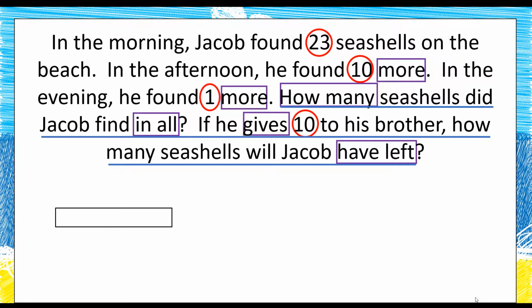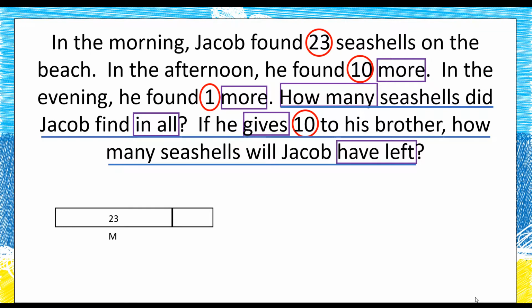Okay, so let's look at this. We're going to draw a tape diagram. Some people call it a tape diagram. Some people call it a bar model, but it's the same thing. We see that he had 23 shells in the morning. So I'm going to draw a long box and put 23 in it, but I'm going to label it with an M for morning. Then I'm going to add on what he found in the afternoon.